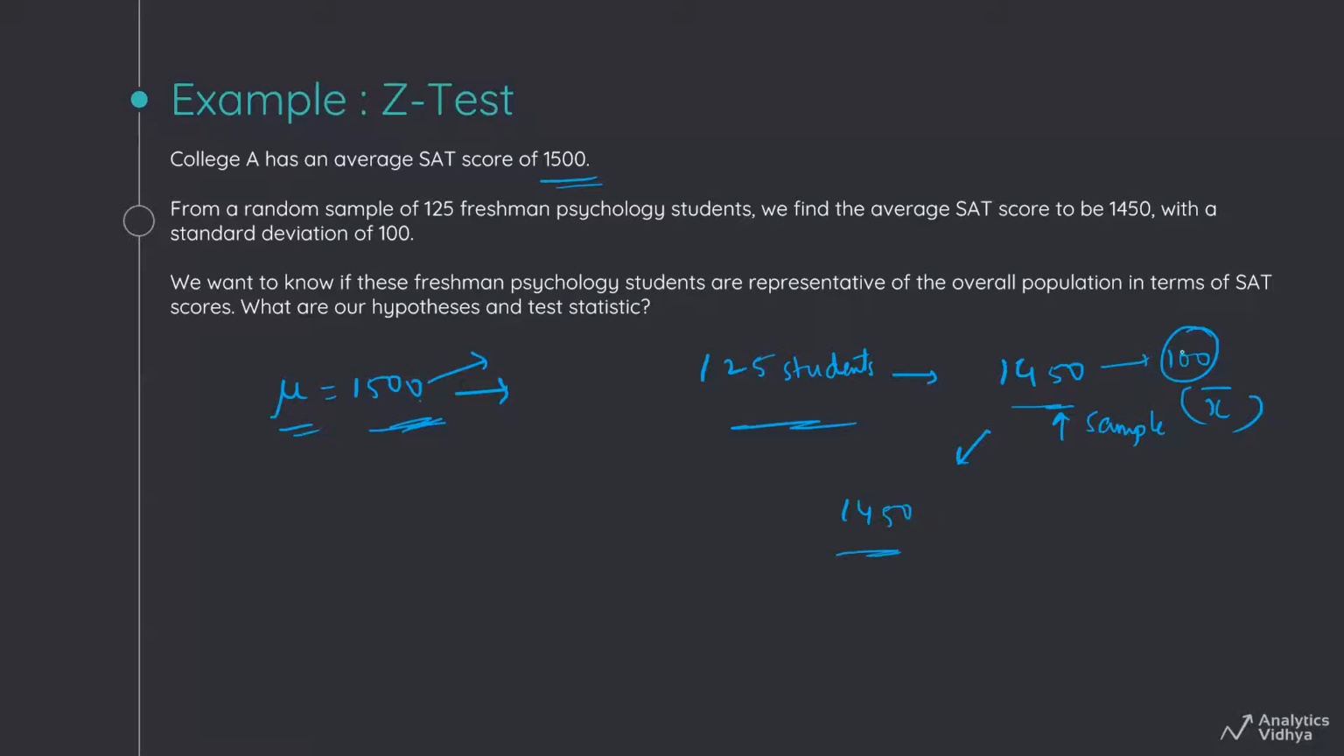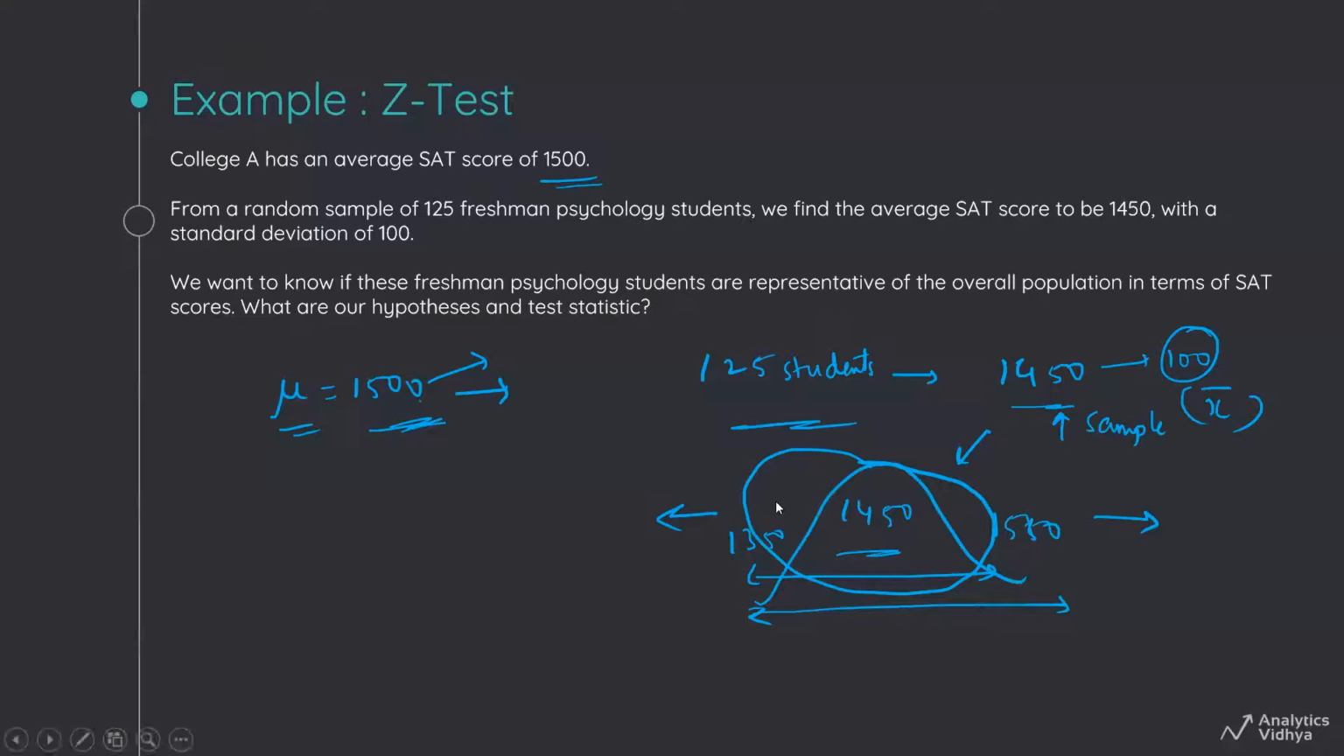1450 is the average. But when you look at the spread of the data here, the scores by these 125 students, you know that the standard deviation is 100, so you can see the values from 1350 to 1550, right? This is the standard deviation. The values will definitely range below 1350 and above 1550. But in general, you find most of your data distributed like this. So that's given in the data.